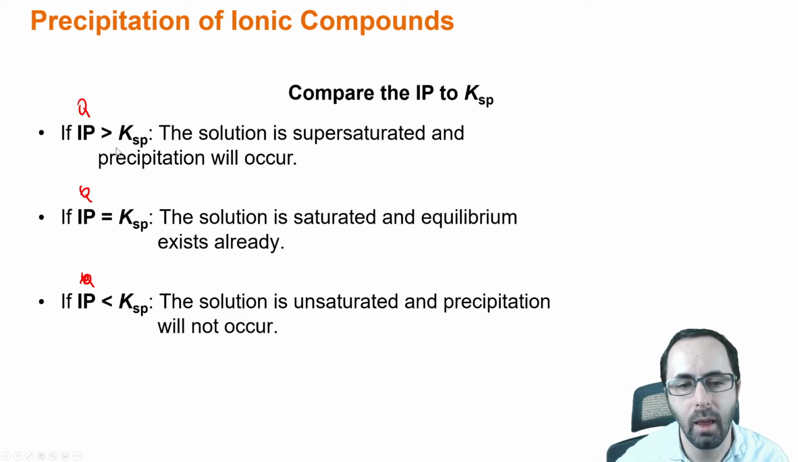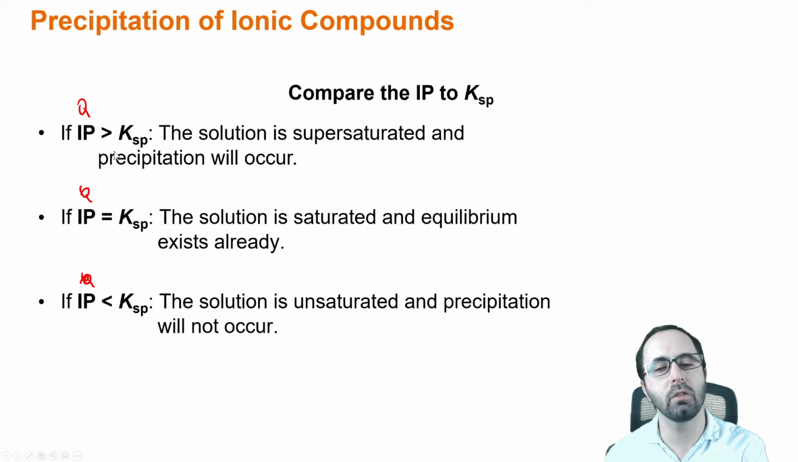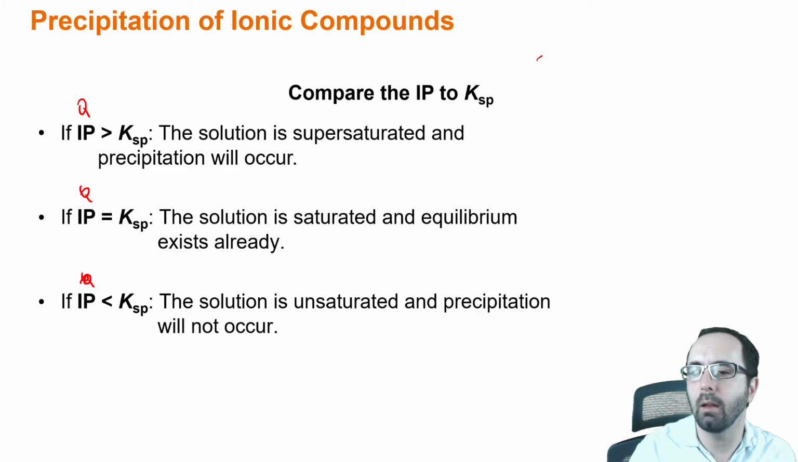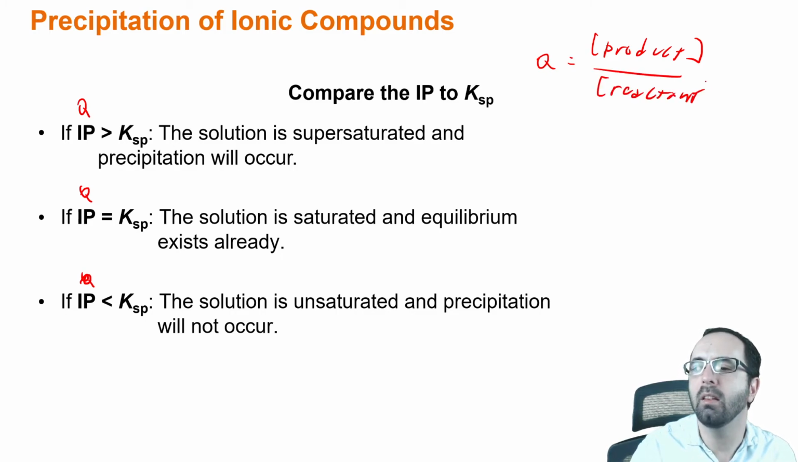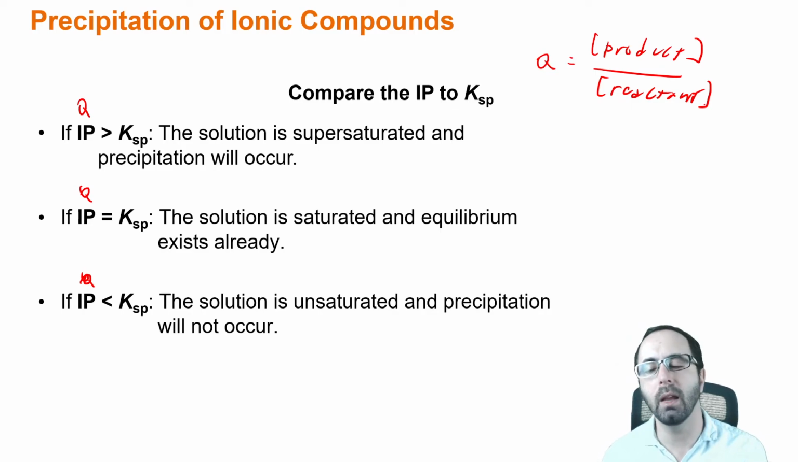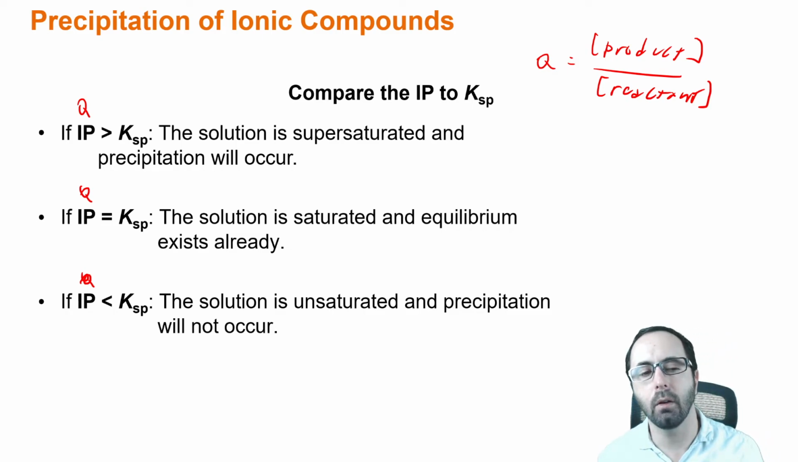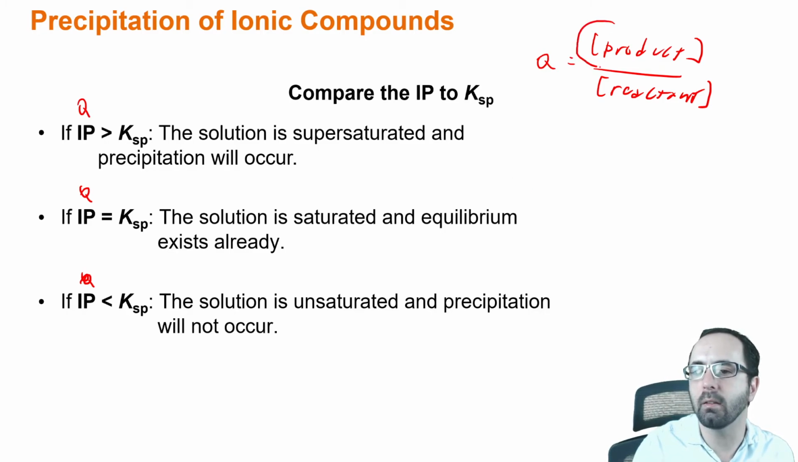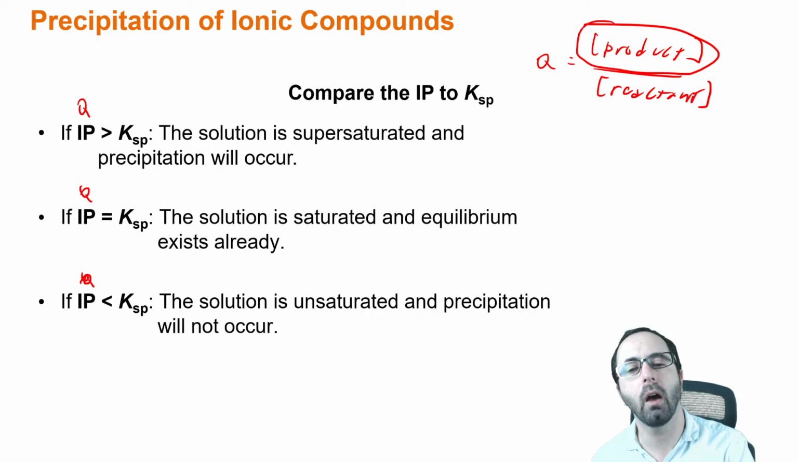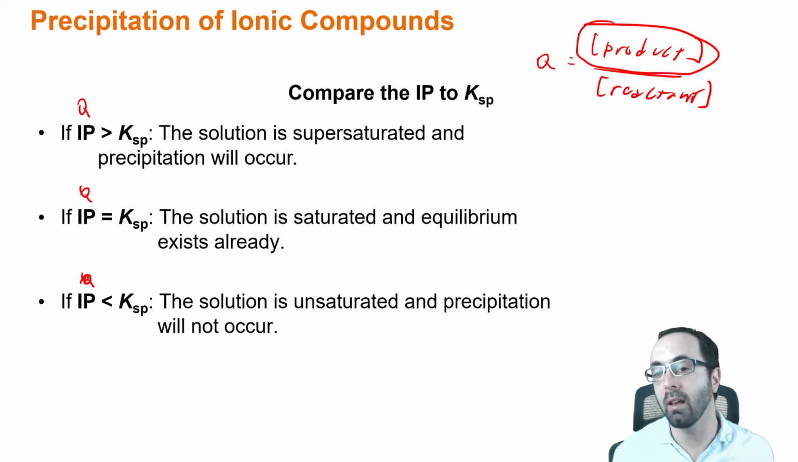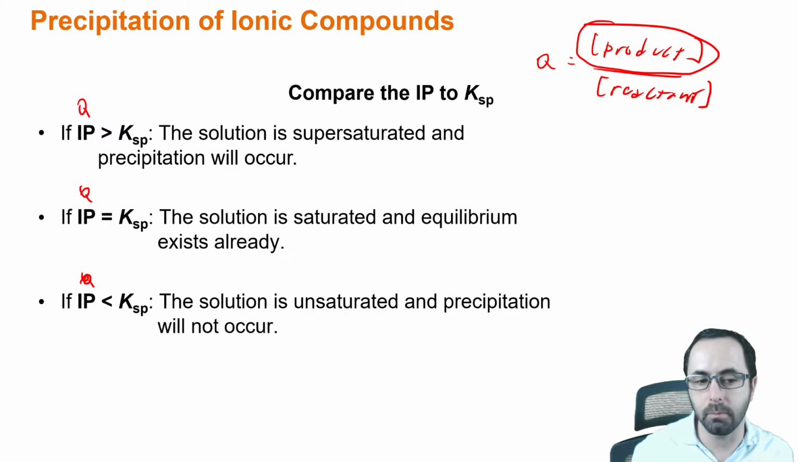If Q is greater than K, that means there's too much dissolved ions, too much product. Remember, Q and K are product over reactant. So in this case, the product is dissolved ions, and the reactant is the solid. So if the ion product is greater than K, that means we have too much of the dissolved ions. So the reaction will go backwards, and those dissolved ions will precipitate as a solid.